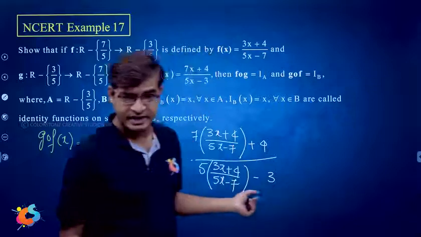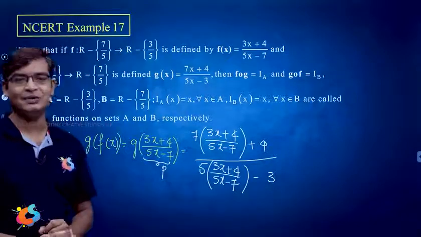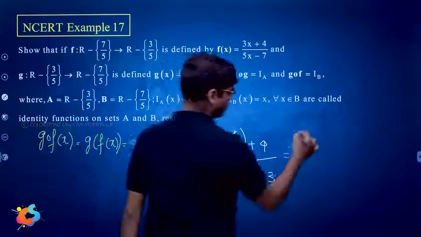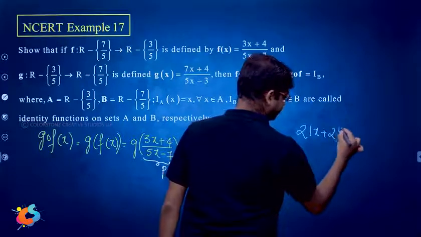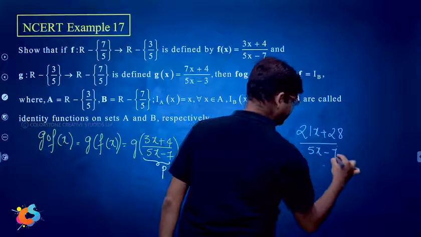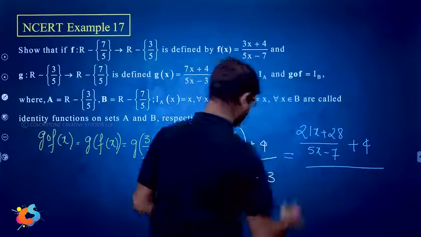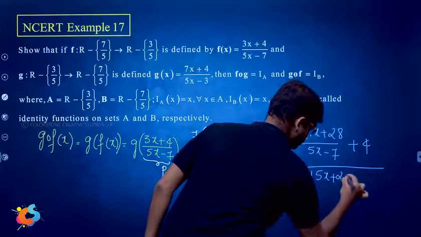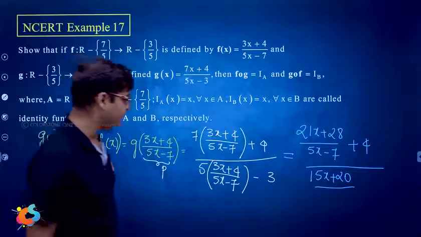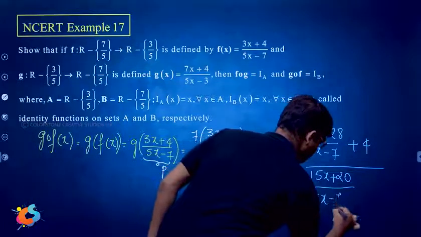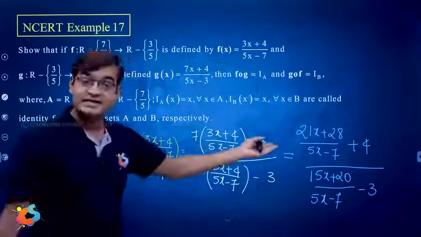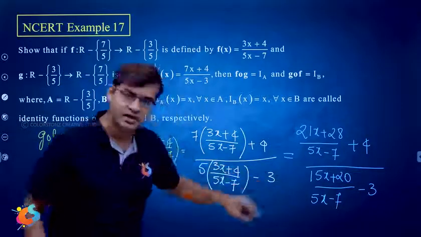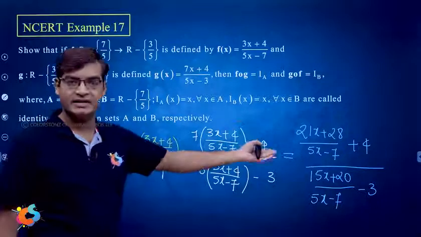There we have taken LCM, and finally we have shown that this is equal to x. So let us do the same thing here also. This is 21x plus 28 divided by 5x minus 7, plus 4. This whole thing divided by 15x plus 20 divided by 5x minus 7, minus 3. After this, just take LCM in the numerator and LCM in the denominator. The numerator's denominator and the denominator's denominator will be the same. You can cancel. Of course, we cannot cancel now.